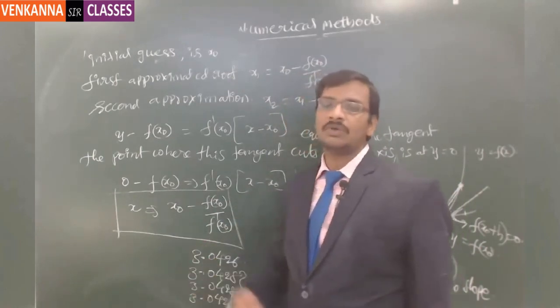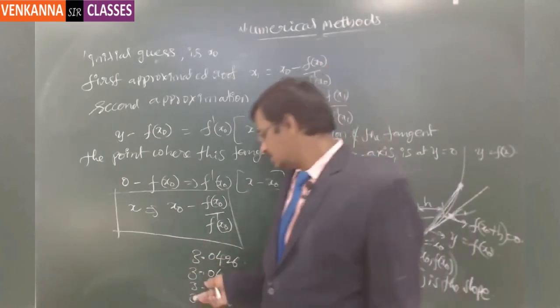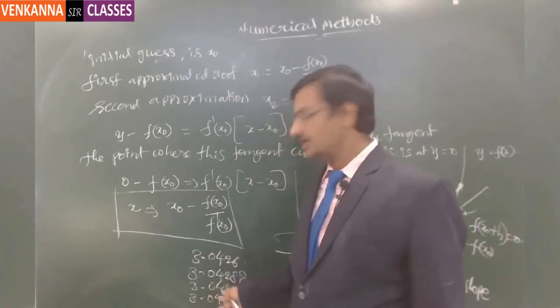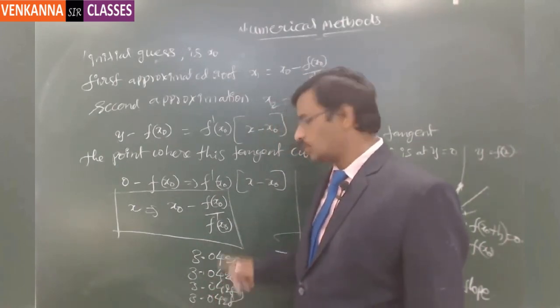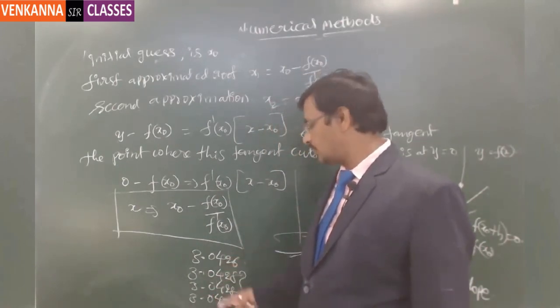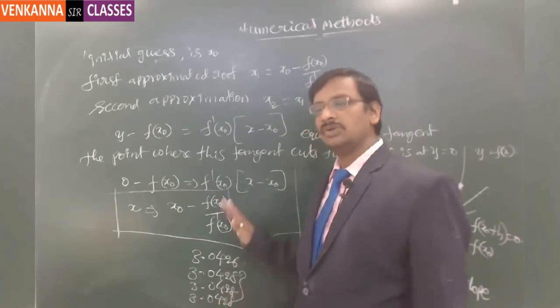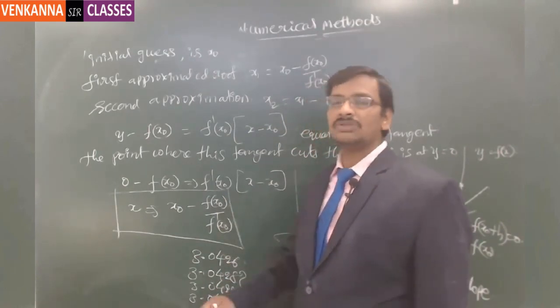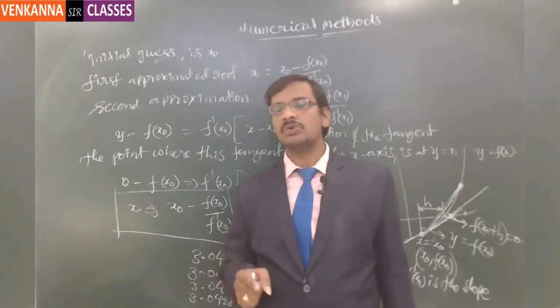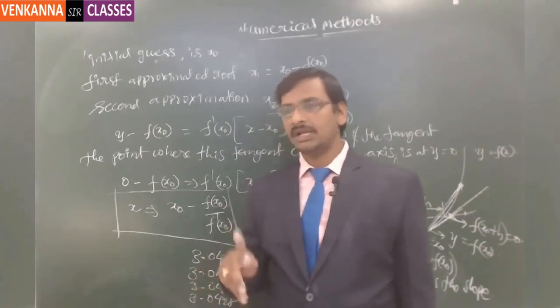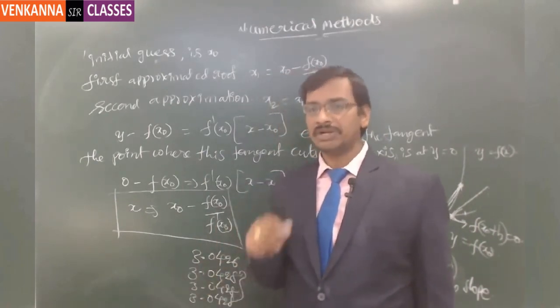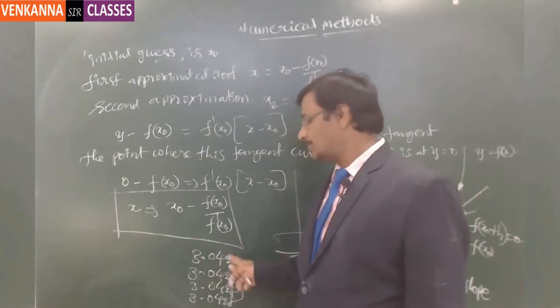So if you ask for only 2 digits after the decimal, then if it is repeating 04, 04, 04 like that, you can stop there. So here the number of iterations has no limit. The way you need to stop the iteration process depends on the accuracy.